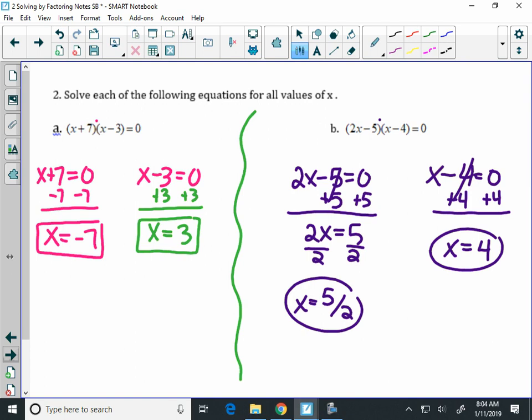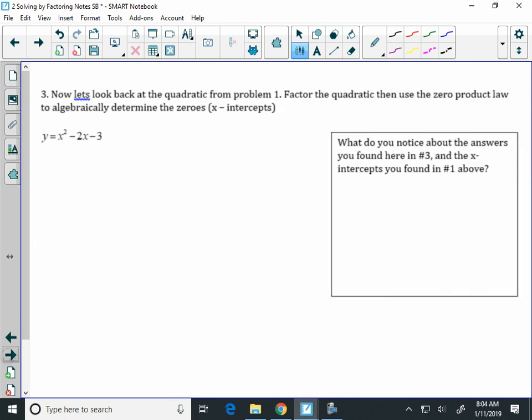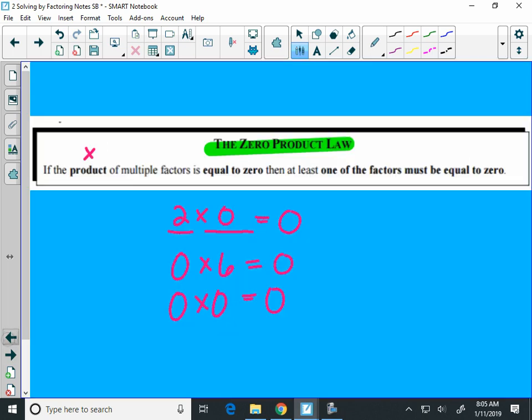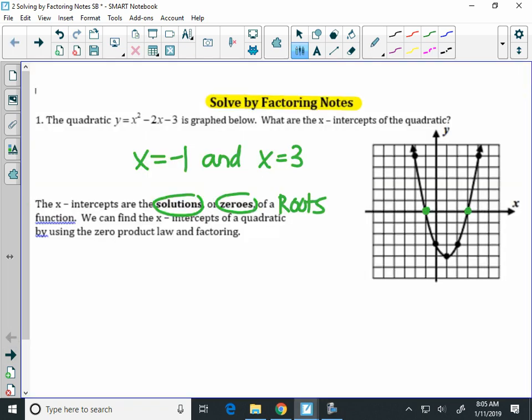Notice that each of them had 2 factors, so they each had 2 solutions. Now let's tie this idea back to what we started with. It says, now let's look back at the quadratic in number 1. That's the one that was being graphed. Remember, it had x-intercepts at -1 and 3.